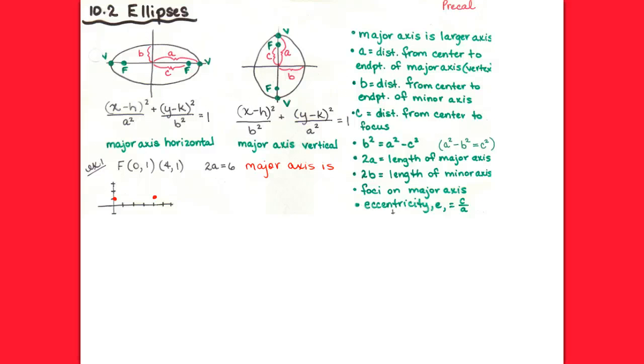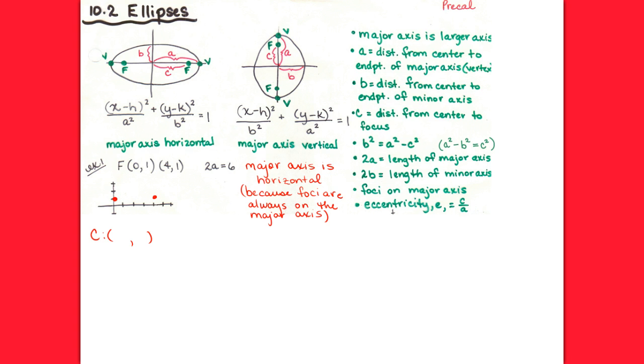First off, what is my major axis going to be, horizontal or vertical? Horizontal. How do we know? Yes. Remember that we said the foci are always on the major axis. So because they are in a horizontal line, that means my major axis must be horizontal.